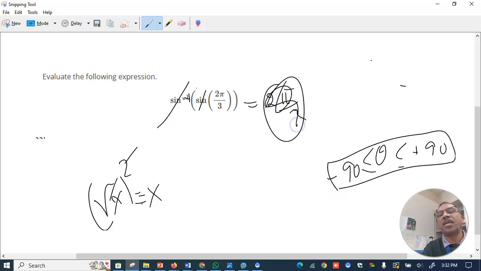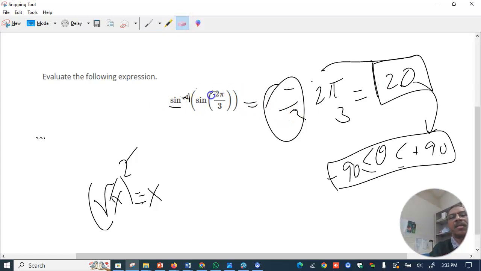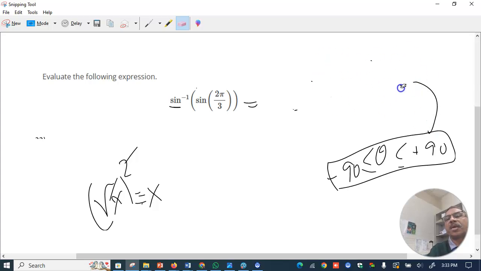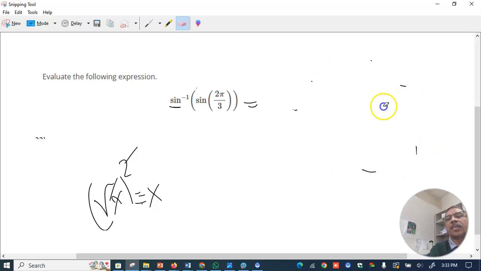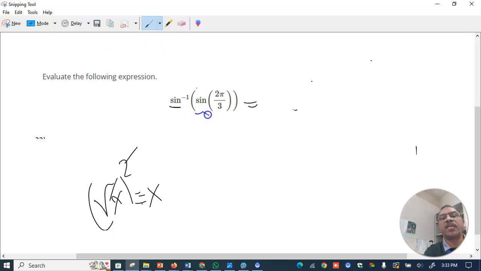If you write 2 pi by 3, that's like 120 degrees, which crosses here. So this is not in the range of the sine inverse. See this part? You can't have that answer. So if that's the case, how do we do this? For such an example, let's do one thing at a time. First, work out only the inside part.